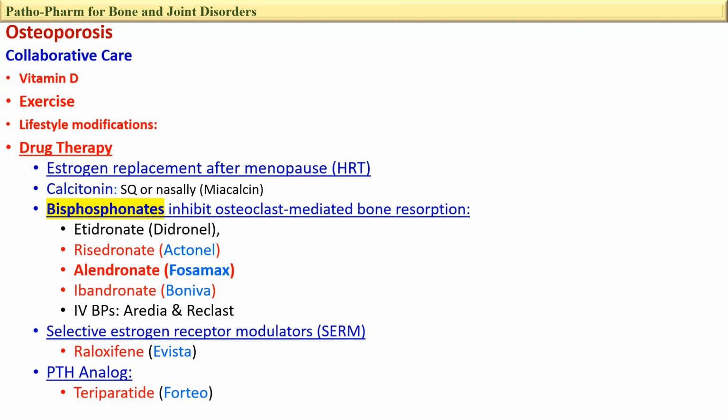So the other medications are the selective estrogen receptor modulators, SERMs. It's called SERM, an acronym, the SERM group of meds, and the most commonly used one is raloxifene, Evista.